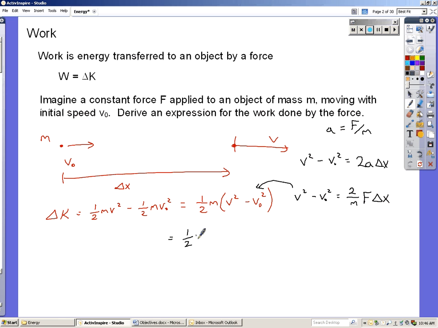So we have 1/2 m times 2 over m F delta x. The m's and the 1/2's cancel. And we find that the change in the kinetic energy, or the work, the amount the force works, is equal to the force times the displacement. And that is going to be our definition for work, or for the work done by a force, F delta x.